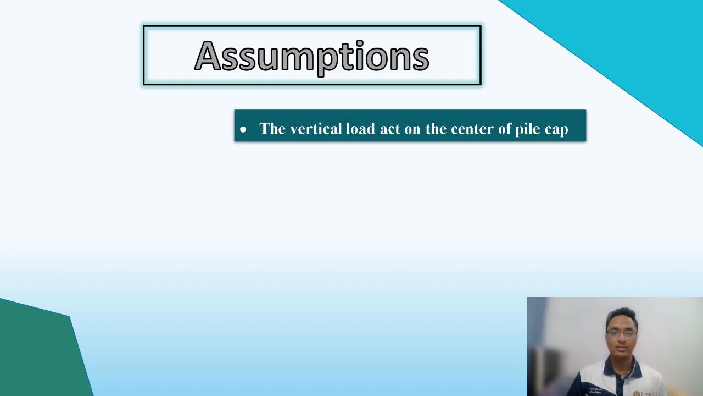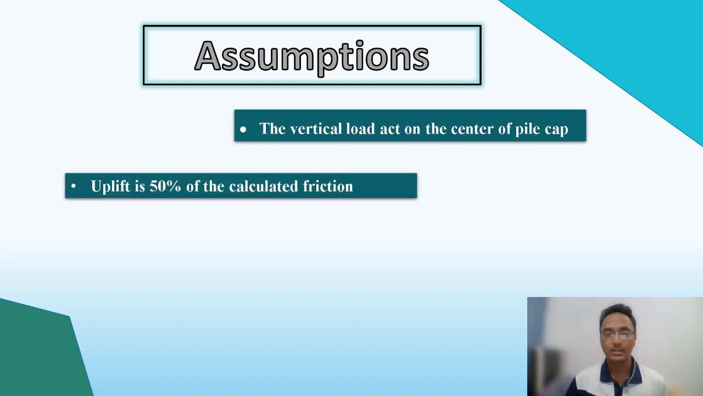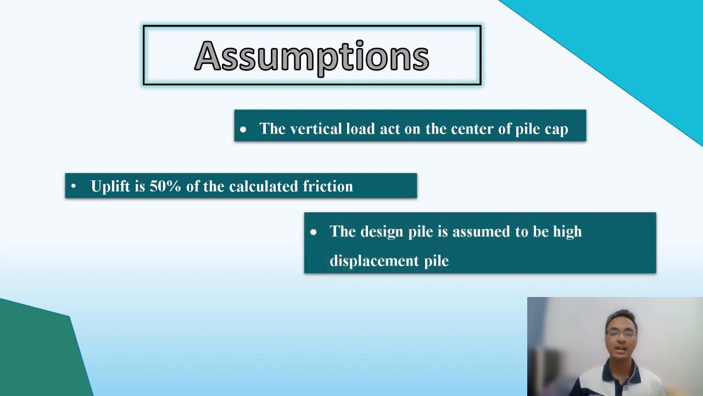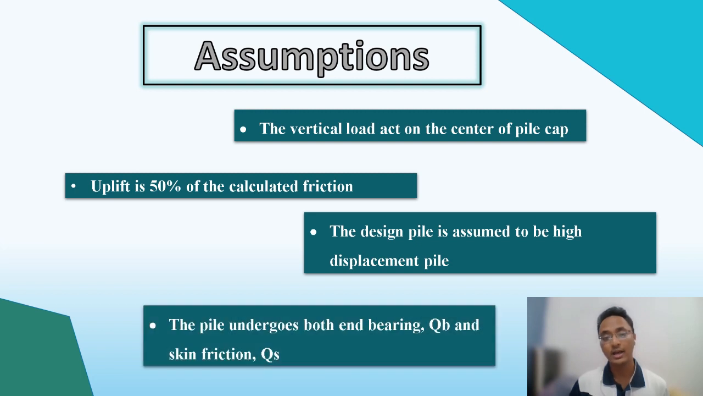Assumptions. The first thing we assume is that the vertical load acts on the center of the pile cap. Number 2, the uplift is 50% of the calculated friction. Number 3, the design pile is assumed to be a high displacement pile. And number 4, the pile undergoes both end-bearing and skin friction.